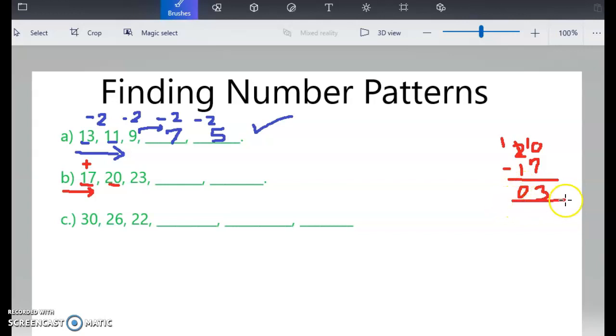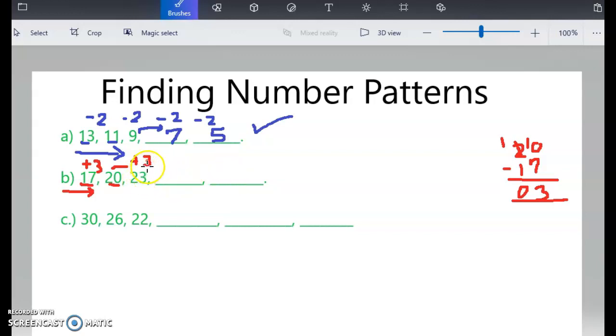So the pattern that they're following here is 3. They're adding 3 each time. So in order for me to find the answer, all I have to do is add 3 to 23, and I'll find the answer here and here.